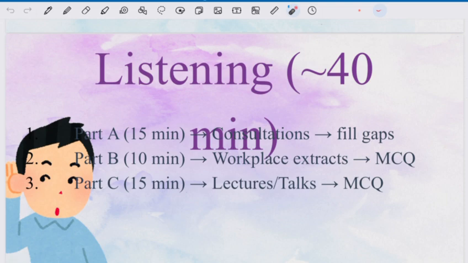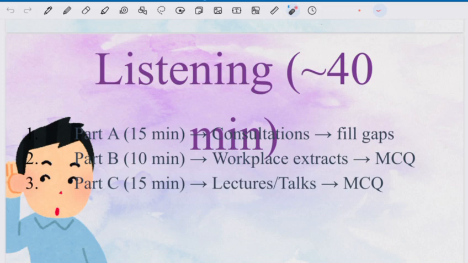The listening test is about 40 minutes long and it has three parts. Part A is about consultations. You listen to doctor-patient conversations and fill in the blanks. Part B has short workplace extracts like handovers or announcements, and you answer MCQs. Part C is long talks like lectures, and then you have to answer MCQs as well.